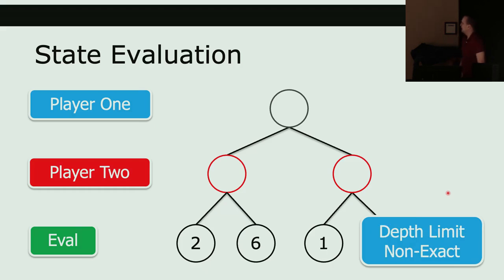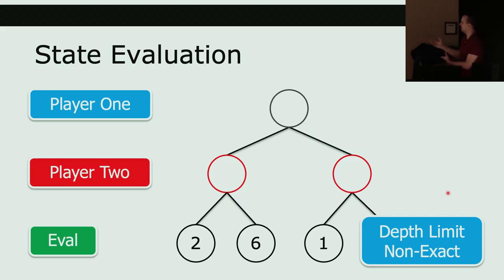Another reason is that you've hit some sort of computational limit that you've set for yourself. So you saw that we had iterative deepening alpha beta in that lecture. And so what happens is, just like iterative deepening depth first search, we go to a certain depth, then we go to the next depth, then we go to the next depth, then we go to the next depth.